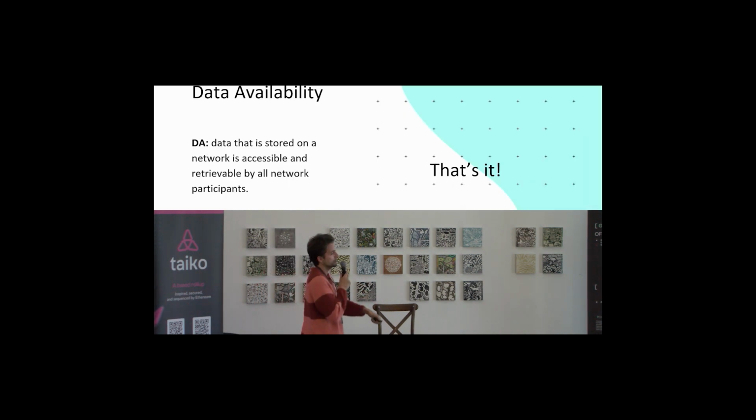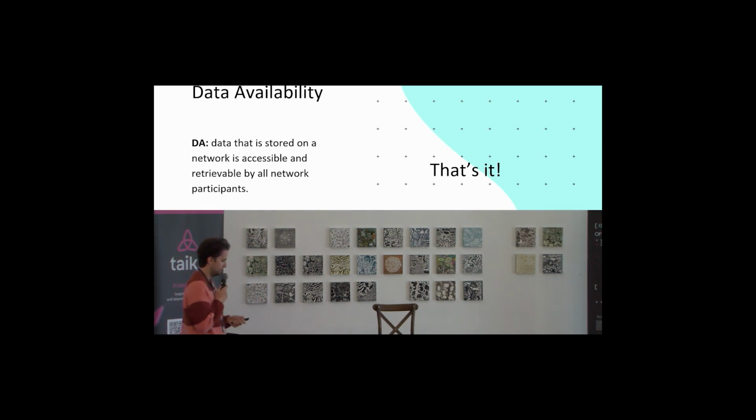So really quickly, what data availability is. It's just data that is stored on a network. It's a principle that the data that is stored on a network should be accessible and retrievable by all network participants. It's very easy to understand. The problem is usually when you try to do this at scale. And today we're going to talk about how we can do this at scale and how we're planning to do this at scale.